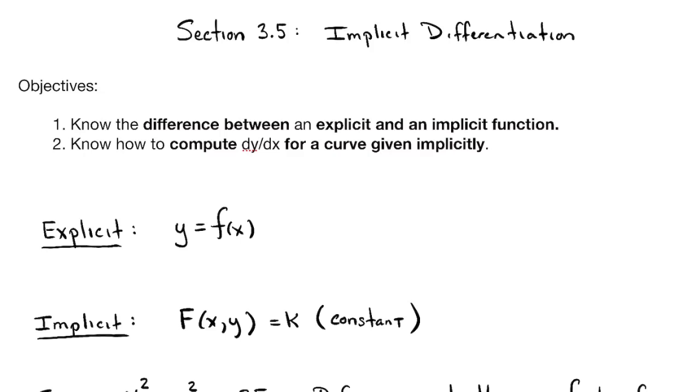All right, so in this one, what I want to do is just tell you what I mean by the difference between something given explicitly and implicitly. So when a curve is defined explicitly, y is a function of x, versus implicitly by some equation in x and y. And then the whole point of the section, this implicit differentiation, is to show you how to find the derivative dy dx even when a curve is given implicitly.